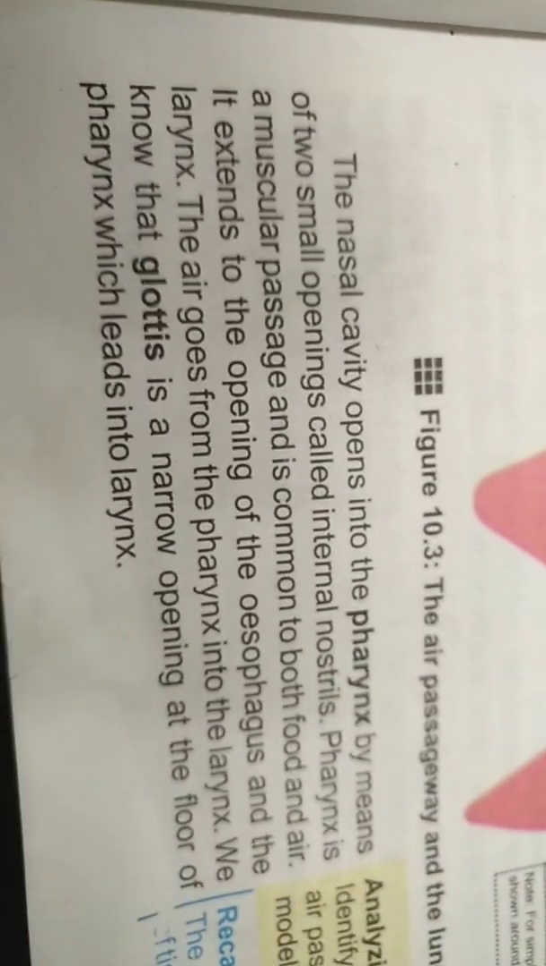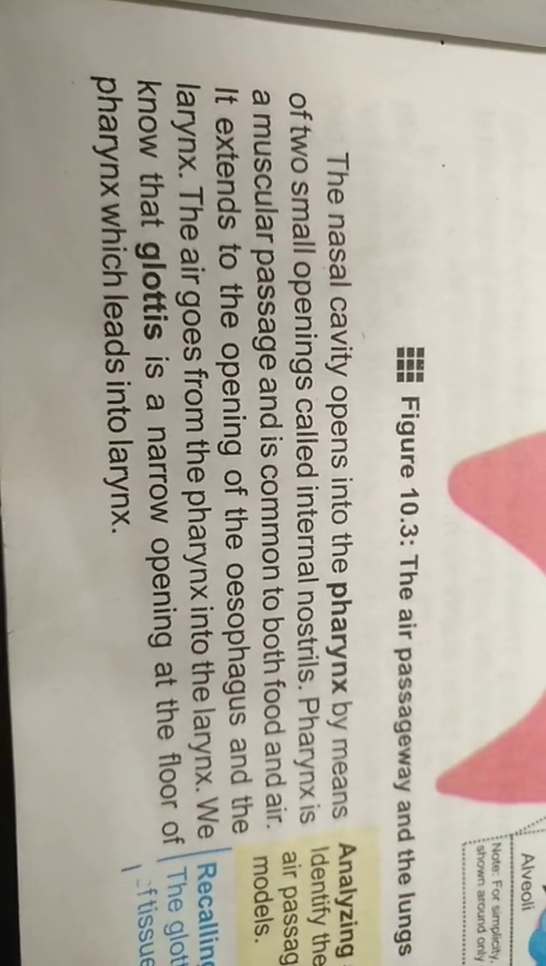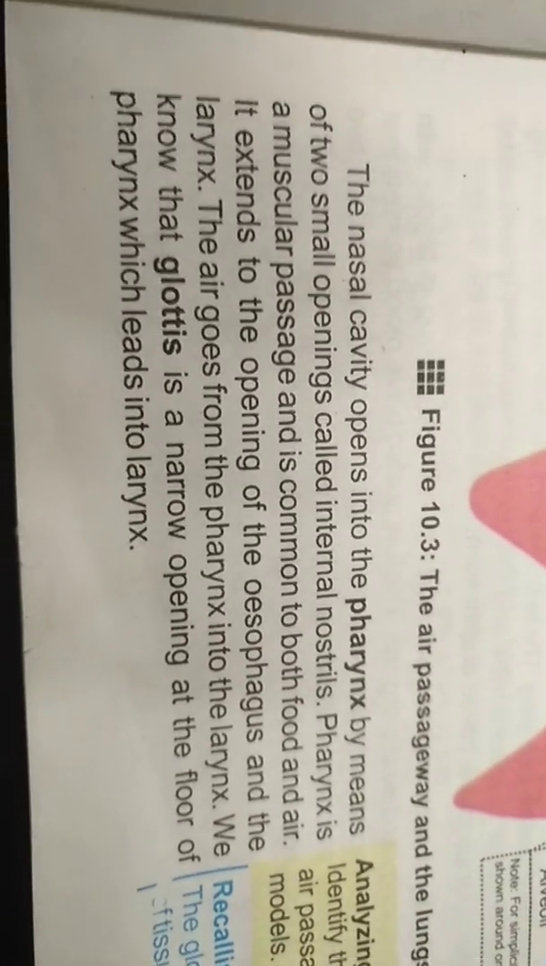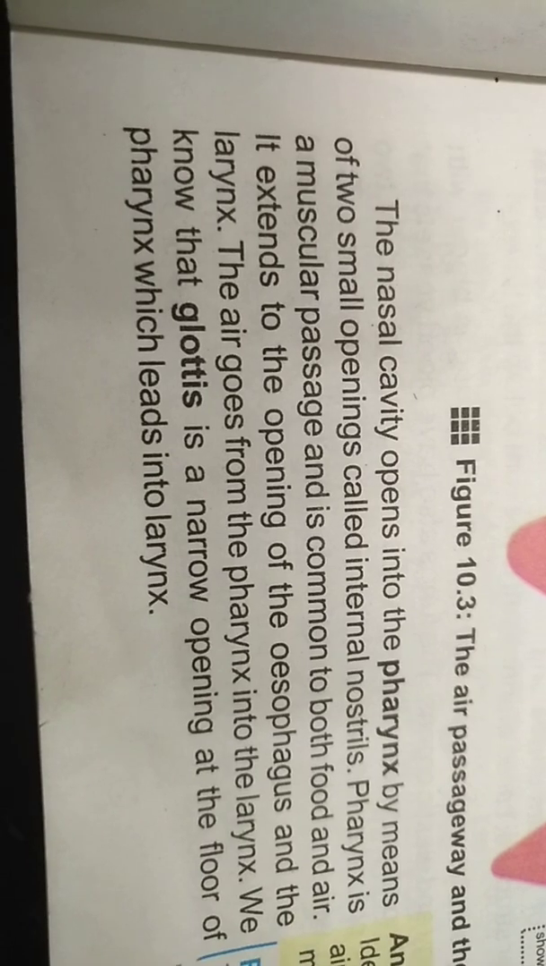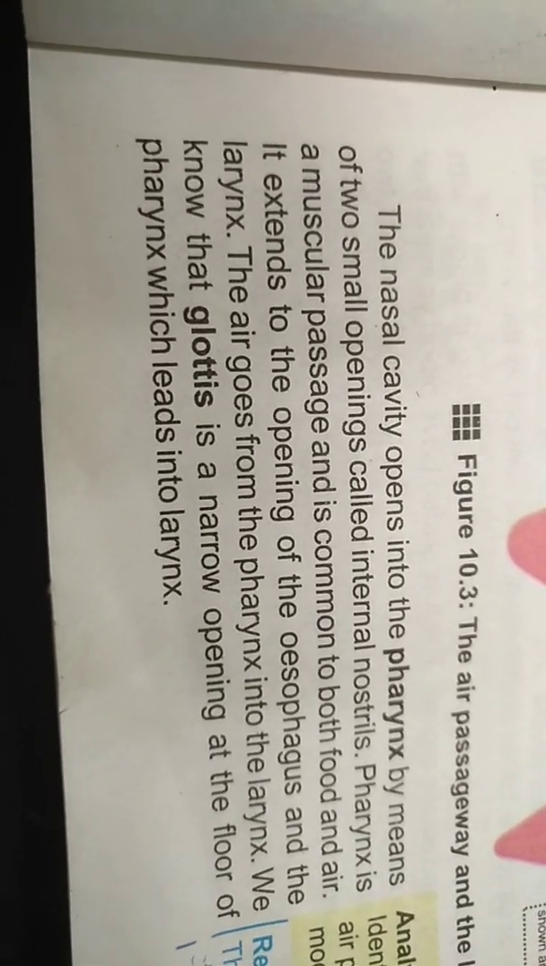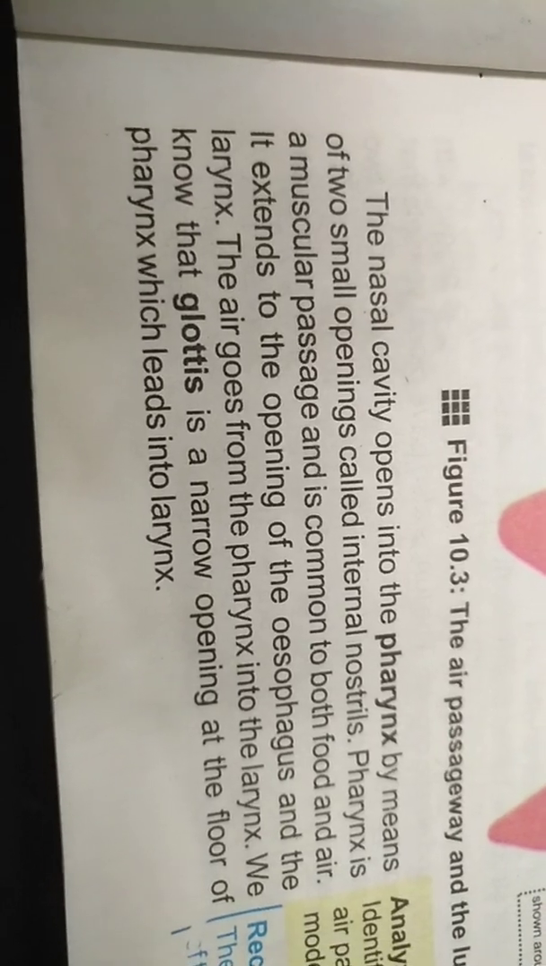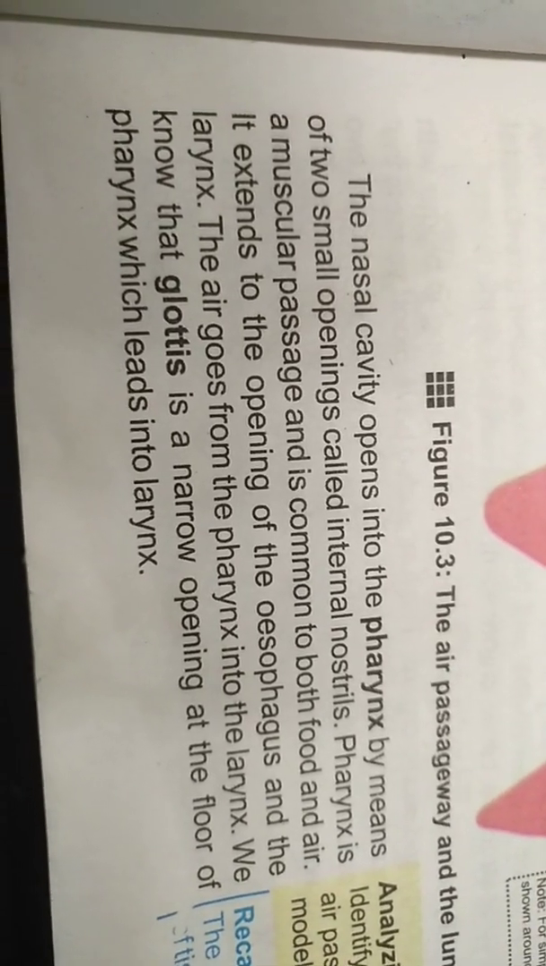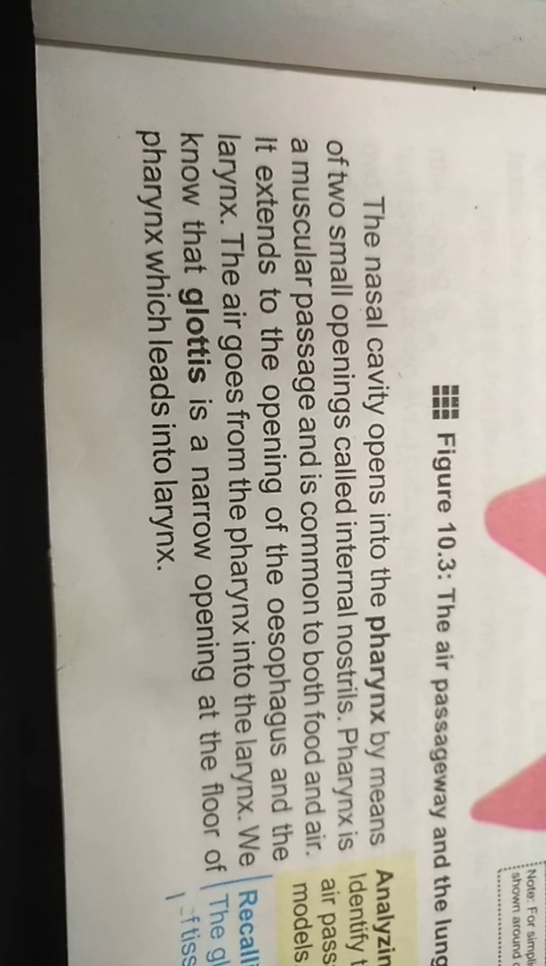Now come down here. This is the second portion. Here we are talking about how the nasal cavity opens into the pharynx by means of two small openings called internal nostrils. Pharynx is a muscular passage, and muscular means muscles are present there, and it is common to both food and air. It extends to the opening of the esophagus and the larynx.